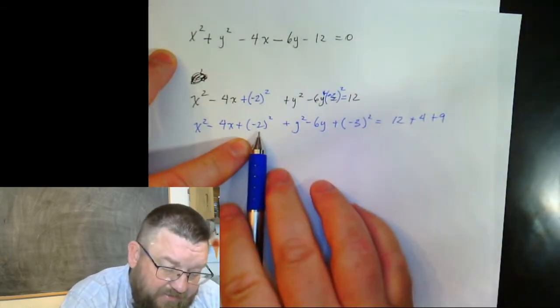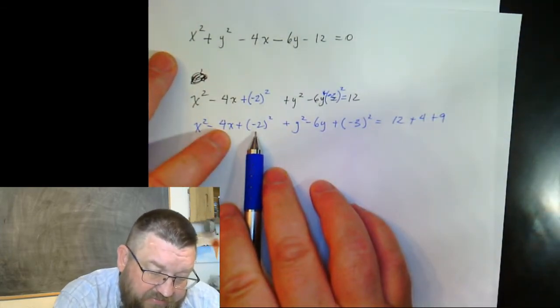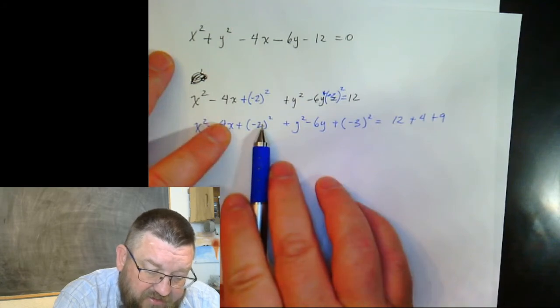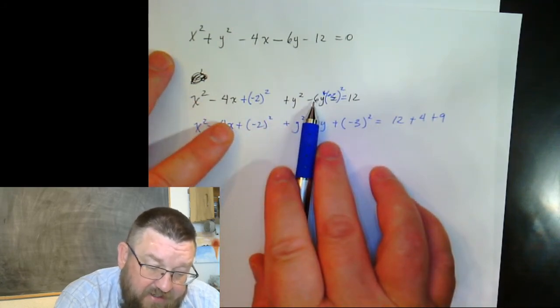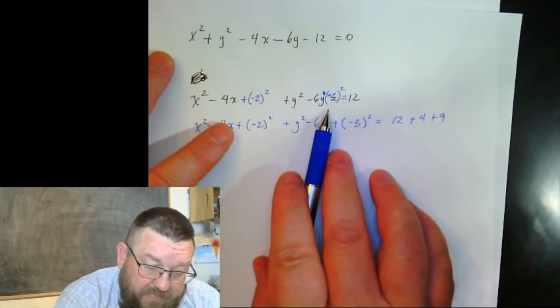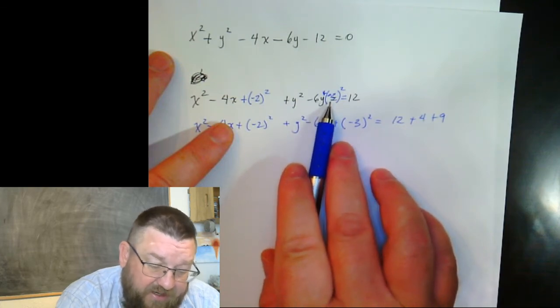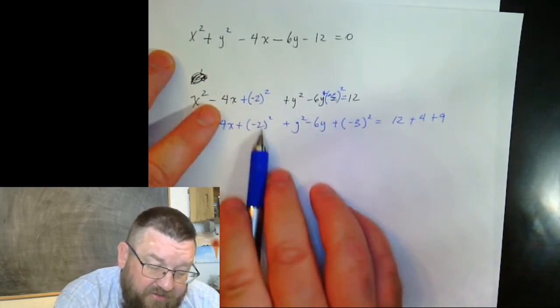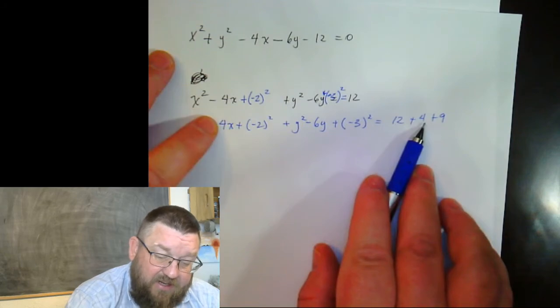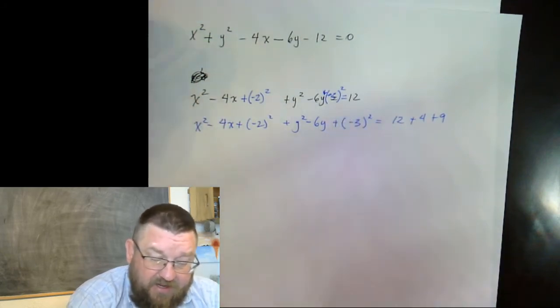I think. Hold on, let me make sure. So half of 4 squared is 2, right? Okay. Half of 6 squared is 3. Half of 6 is 3, and then I square it. Half of 4 is 2. Yeah, so that's good. Okay, and then I added them over here. Yeah. Okay, so we're doing good.